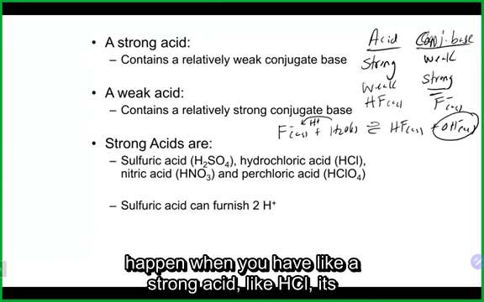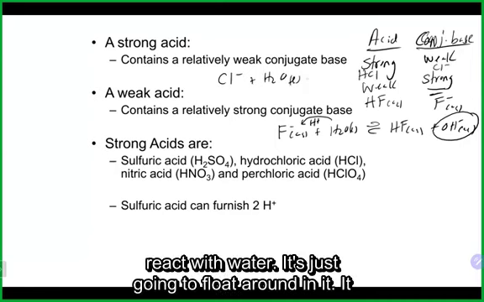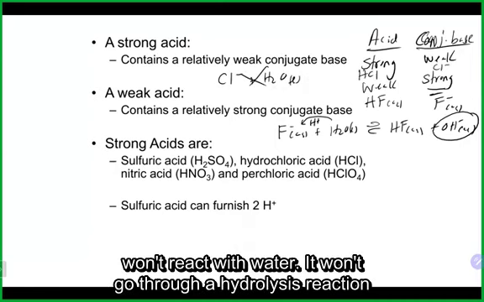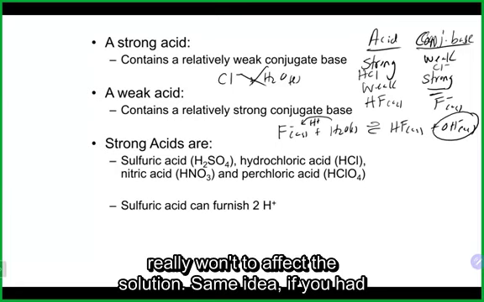And that can have an effect on the pH of the solution, because you're producing that. That doesn't happen when you have a strong acid, like HCl. Its partner would be Cl minus. That Cl minus pretty much will not react with water. It's just going to float around in it. It won't go through a hydrolysis reaction or produce any H plus or OH minus in that solution. So it really won't affect the solution.